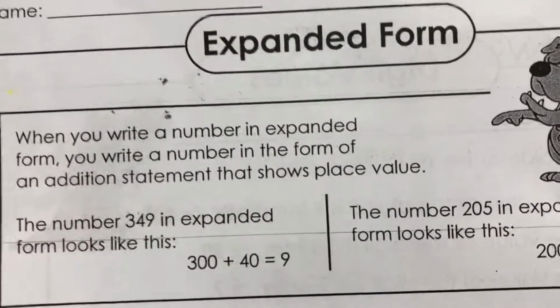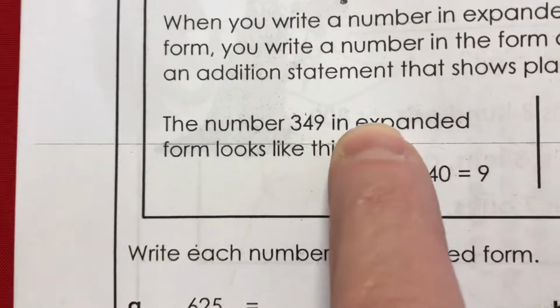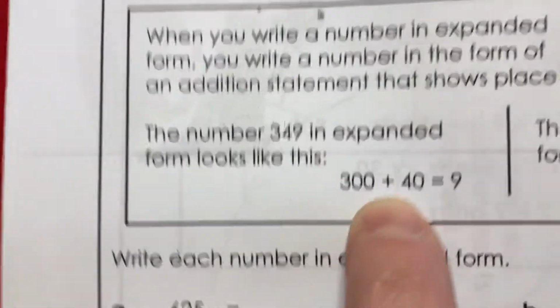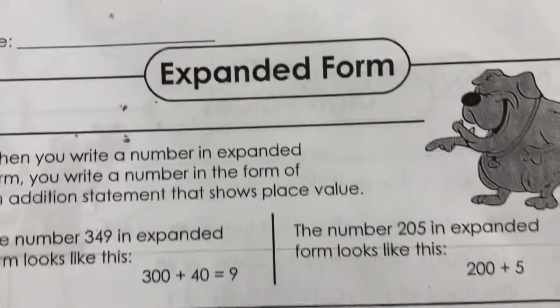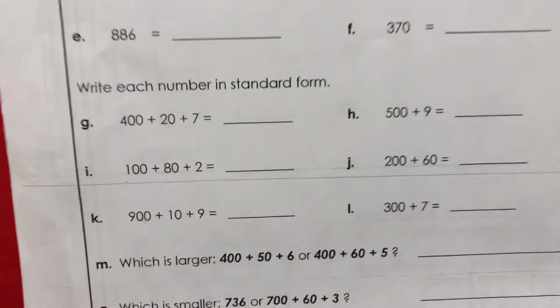And of course I dropped it. So you can take a look at our pretty red bulletin board. And here we go to page 17. Slide it in my little slot. And this is expanded form. Yep, stretch it out. The number 349 in expanded form looks like 300 plus 40 plus 9. Second grade, this is also review. I know we have worked on it a lot. I think you're going to feel very successful.